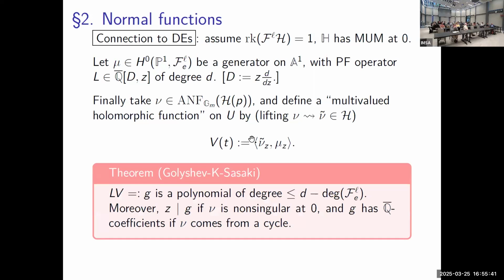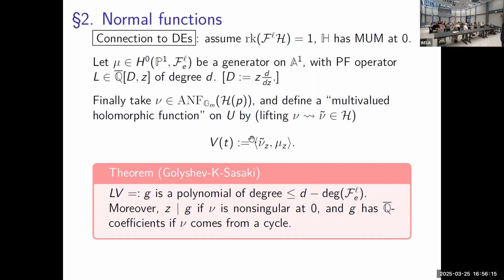And then there's a theorem that I proved with Vasily Golyshev and Sasaki, which says that if you apply L to this V, which kills the ambiguities, by the way, coming from the local system and from the Picard-Fuchs when you lift U, you get a function G. This G does not depend on the choice of lift. So this is a polynomial of degree less than or equal to d minus the degree of the extended Hodge line. Okay. That's often very small.